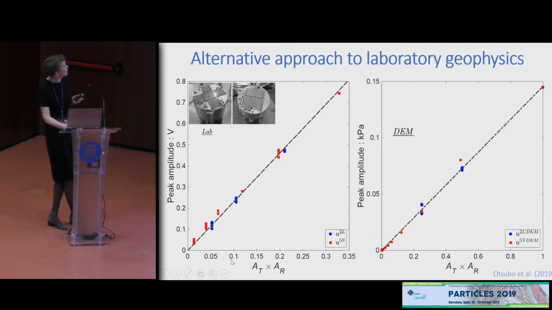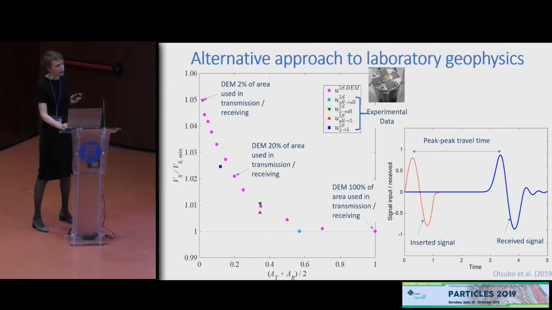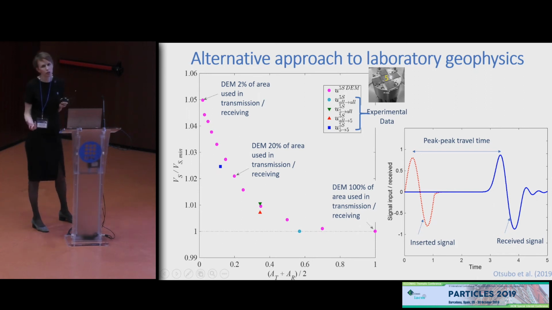And we can look at how the signal quality varies with the area of the transmitter and the area of the receiver plates in both the experiments and our DEM simulations. And we see that the amplitude of our received signal depends on both the area of the transmitter and the receiver. This has implications for signal quality, with a knock-on effect on the interpreted data in terms of the shear wave velocity that we calculate using the approach that is commonly used in experimental soil mechanics.